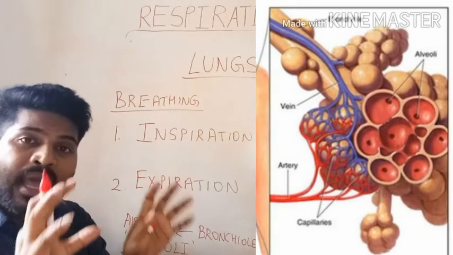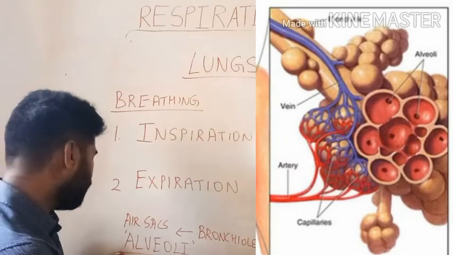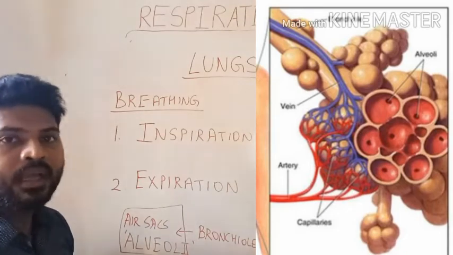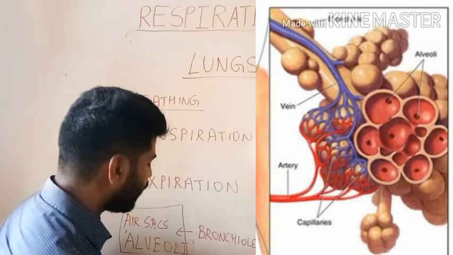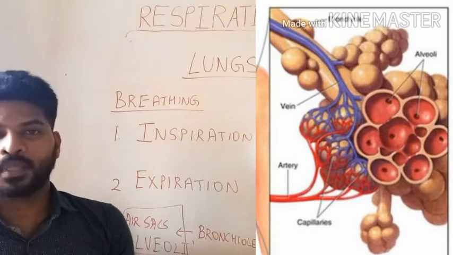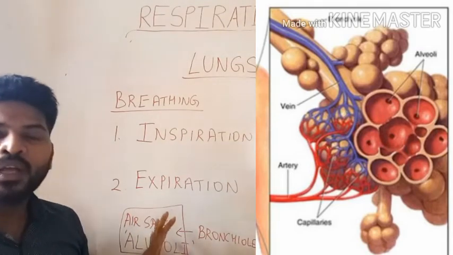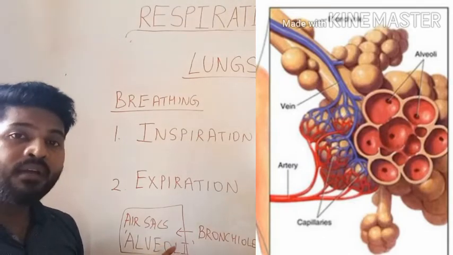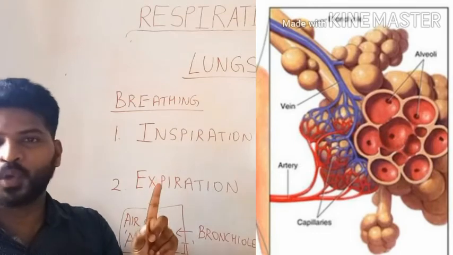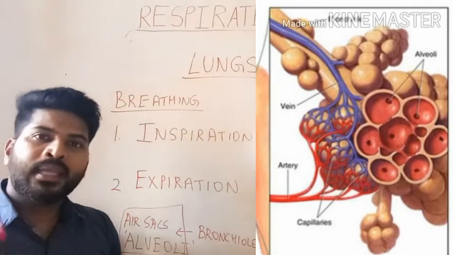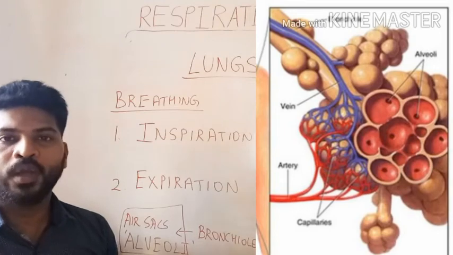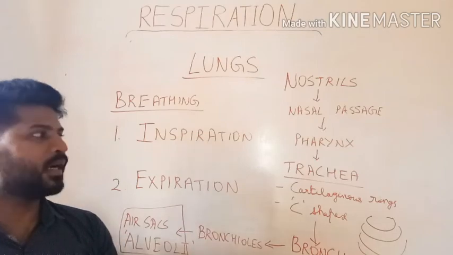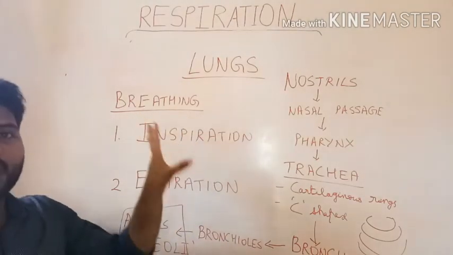So there are many sac-like structures at the end of bronchioles. These alveoli are the structural and functional parts of the lungs. This is where the exchange of gases takes place. These alveoli have a large surface area, point number 1. They are covered by blood capillaries, point number 2, which will help in exchange of oxygen and carbon dioxide by the process of breathing.